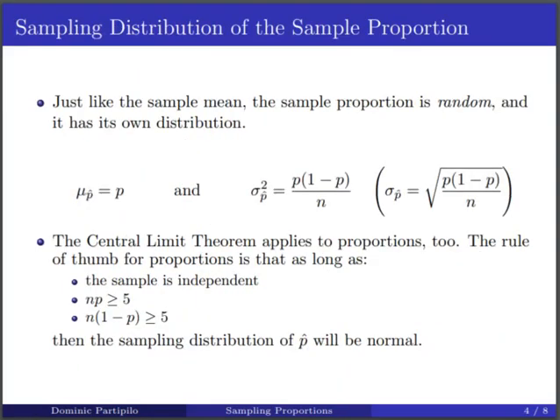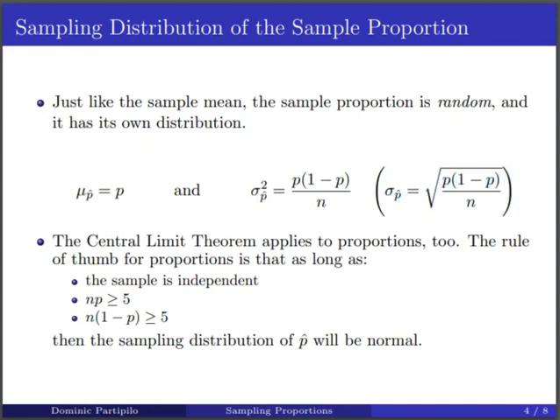So remember, just like the sample mean, the sample proportion is going to be a statistic. And remember, we talked about how statistics are random, and the sample proportion is going to have its own distribution. So the mean of the sample proportion is just going to be p, the population proportion. And the variance of the sample proportion is going to be p times 1 minus p over n. And then the standard deviation of the sample proportion is going to be the square root of that.